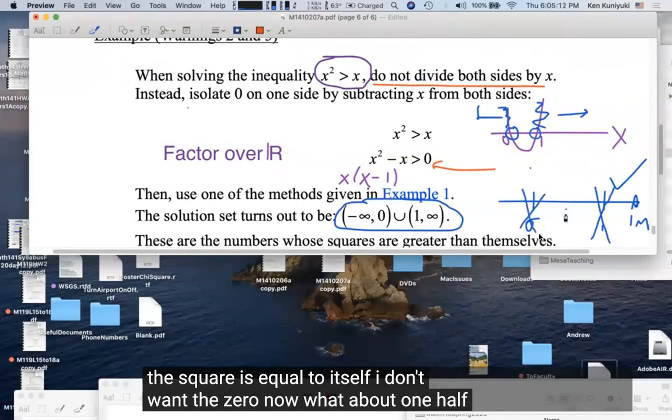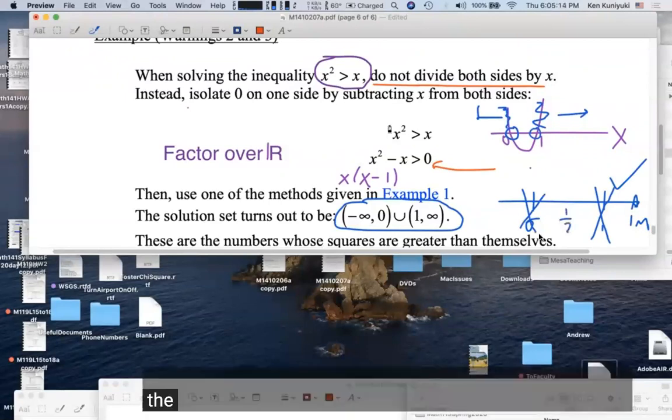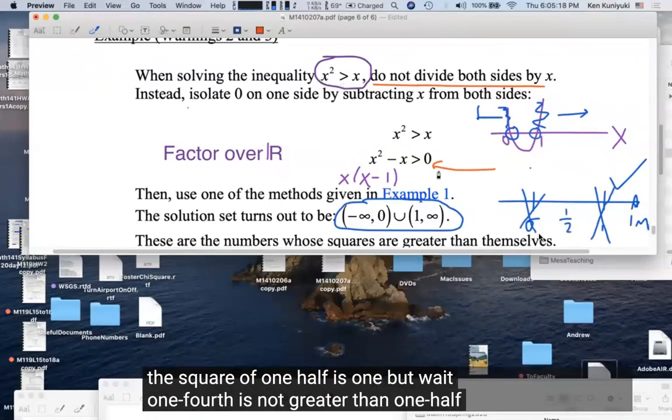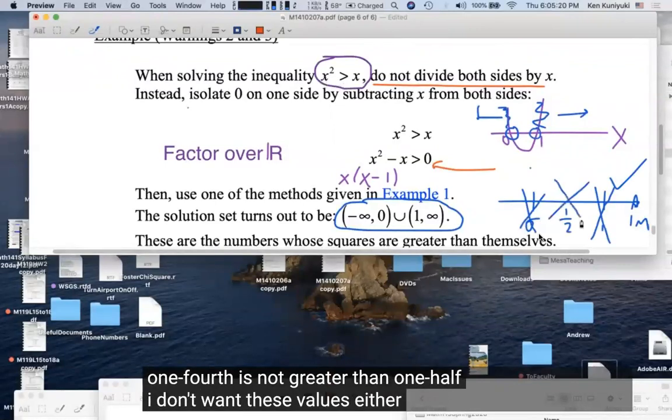Now, what about 1/2? The square of 1/2 is 1/4. But wait, 1/4 is not greater than 1/2. I don't want these values either.